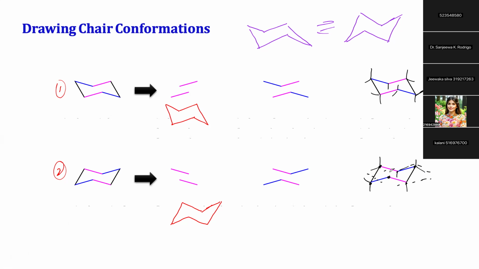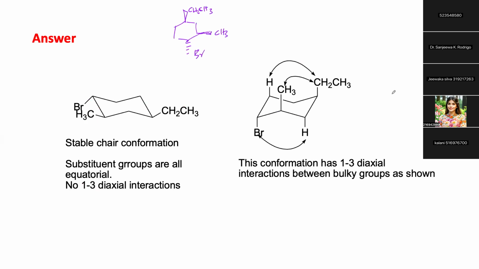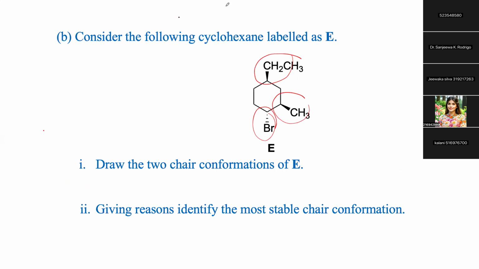See, this one has 3 axial on top and also 3 axial on the bottom. Understand? So make sure that you practice to draw these axial and equatorial positions. Okay, so first assume that we have drawn the 2 conformations, and then you have to show, what was the first, draw the 2 chair conformations of E.